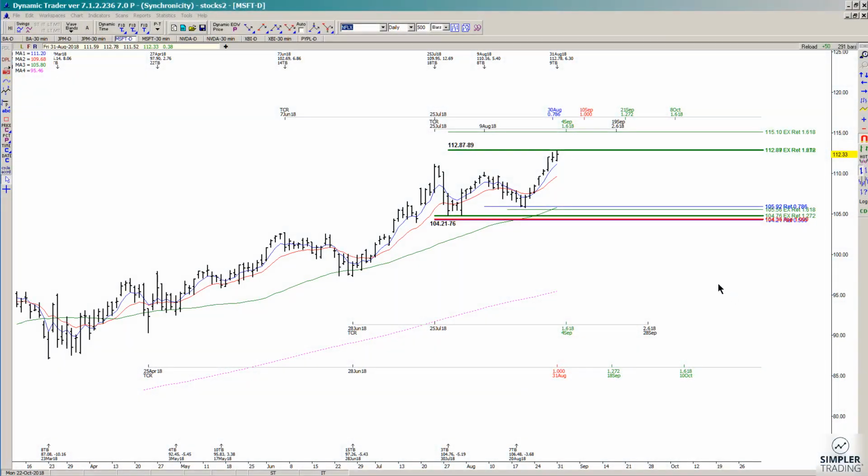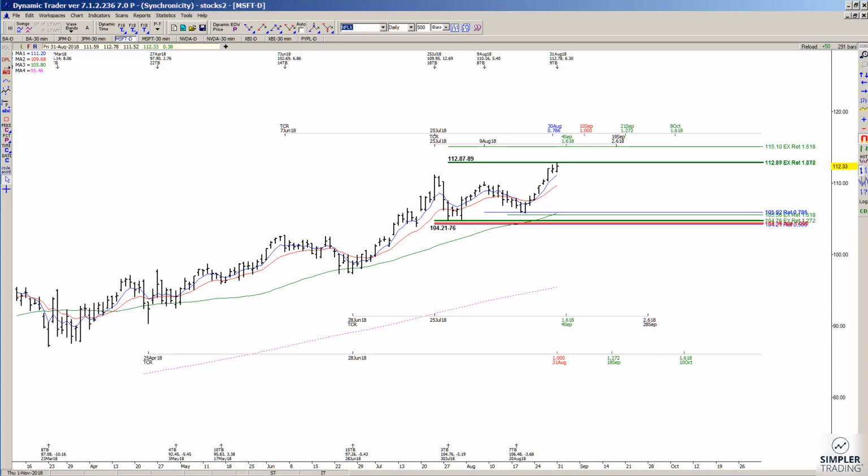In today's video, instead of talking about a setup, we're going to talk about management of a setup, because remember, the way that you make money with my work is setup plus trigger equals trade entry, and then you manage it. So a lot of people don't understand how to manage it.